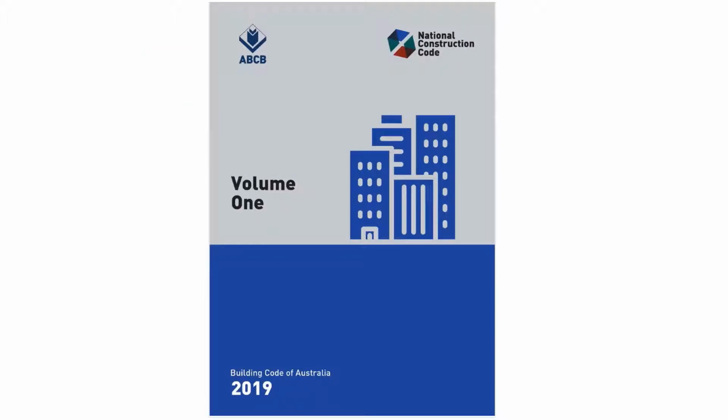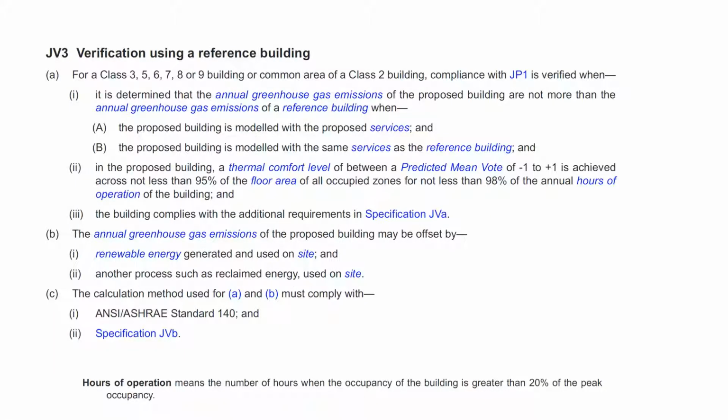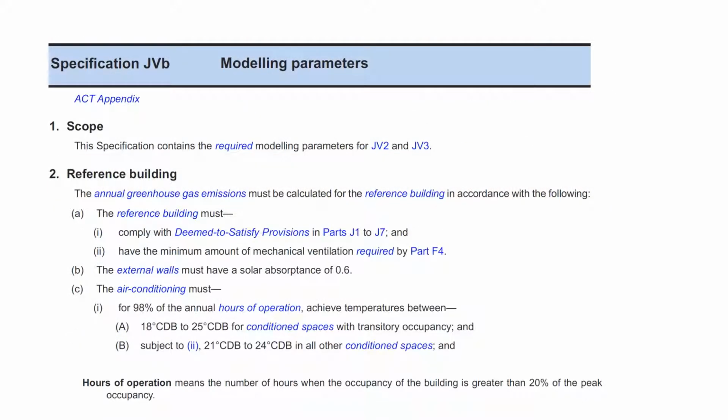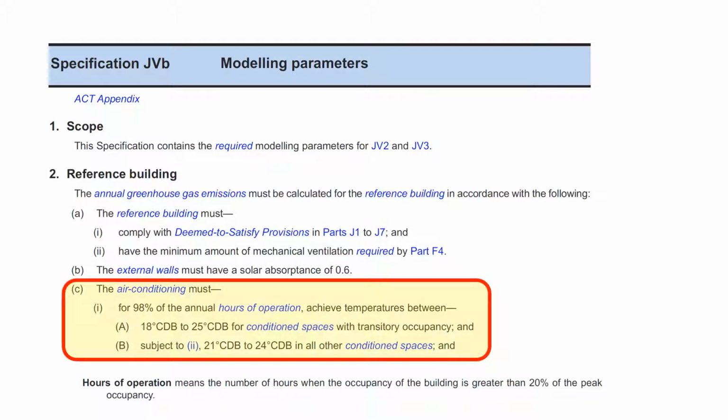All verification methods in the 2019 NCC Section J include a check of thermal comfort levels during the hours of operation of the building. In addition, Specification JVB requires that when modelling a reference building, the air conditioning must be shown to meet target temperatures during the hours of operation.